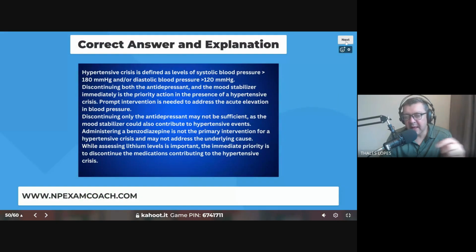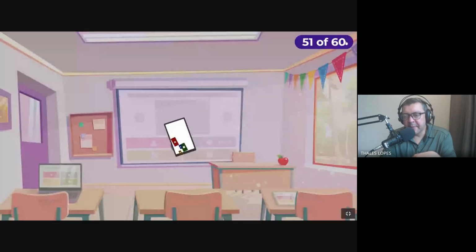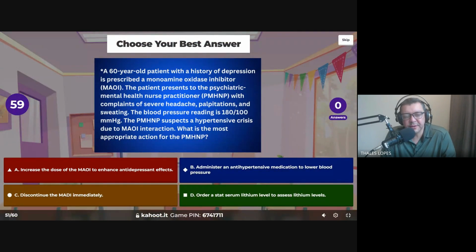We have a major problem, hypertensive crisis, right? Systolic blood pressure is over 180 and diastolic is over 120. So it is a hypertensive crisis. So discontinuing both the antidepressant and the mood stabilizer immediately is the priority action in the presence of hypertensive crisis, right? So that patient will most likely need to go to the ICU to control his blood pressure. It can be done in the ER as well.